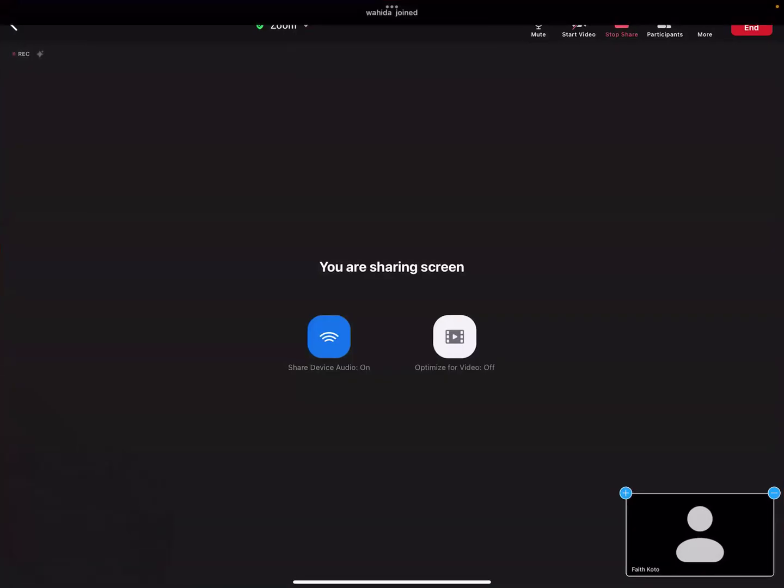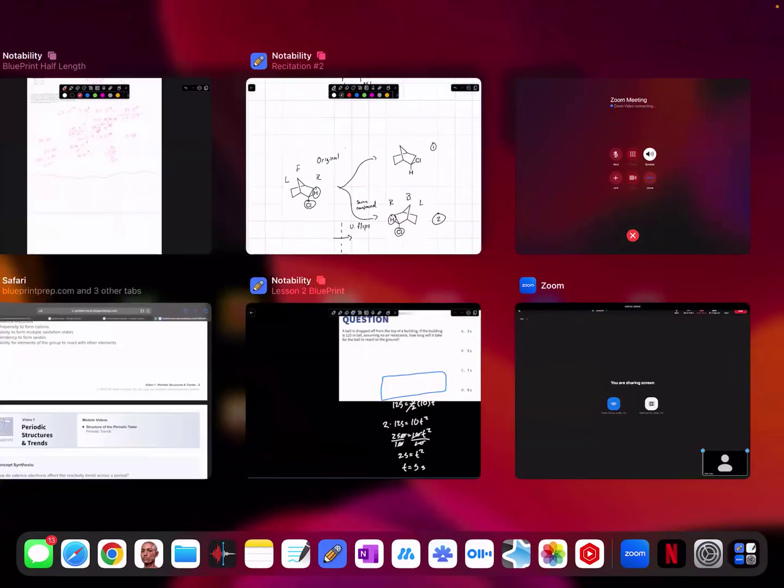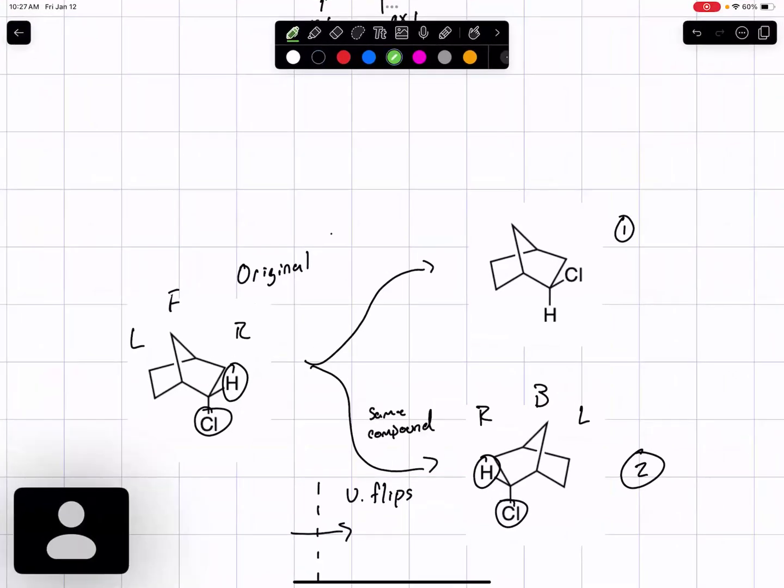Are we comparing the first one to the one on the left? Yes, we're comparing the original with another compound. They look the same except that hydrogen and chlorine are flipped. Right. So how would you go about answering this question?